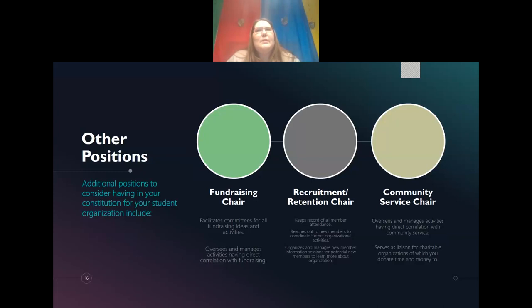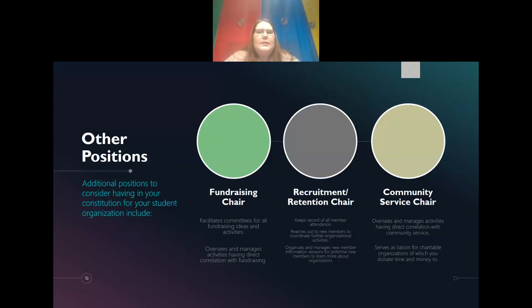So if you're in a small org, this might be a lot easier. But if you're in a larger org, you might also see a fundraising committee that they form and then head that committee. We also are seeing recruitment and retention chair positions where this person is keeping record of all their member attendance. They're reaching out to new members to coordinate further organizational activities. And then they're organizing and managing new member information sessions for potential new members learning more about the organization. Great way for making sure that your org is constantly and actively gaining new members.